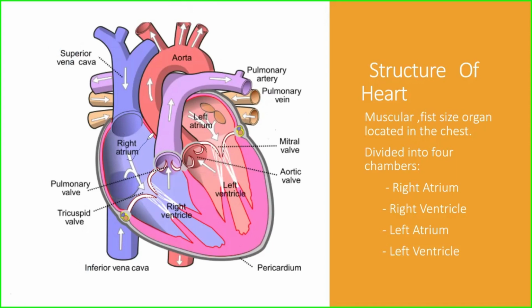After receiving deoxygenated blood, the right atrium contracts and blood is pumped into the right ventricle. There are valves between the right atrium and right ventricle known as tricuspid valves. Then the right ventricle contracts, and blood is pumped to the lungs through the pulmonary artery.